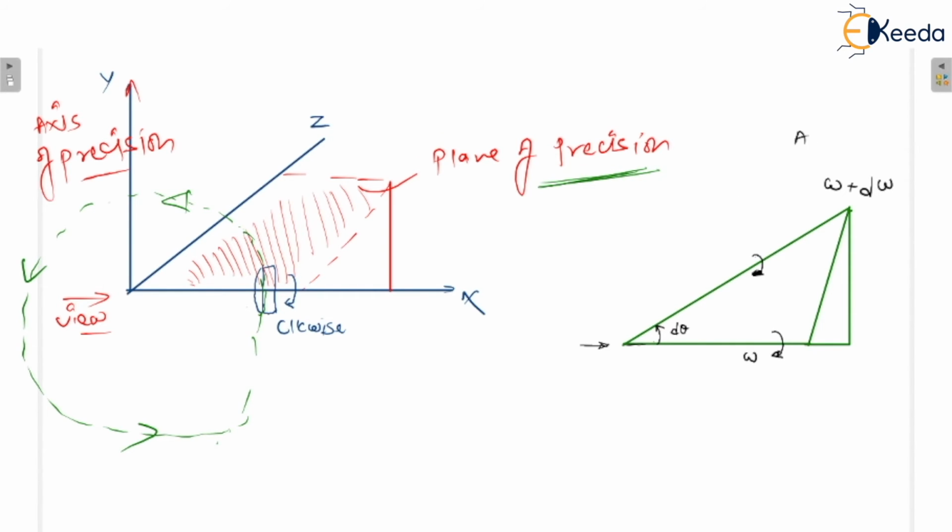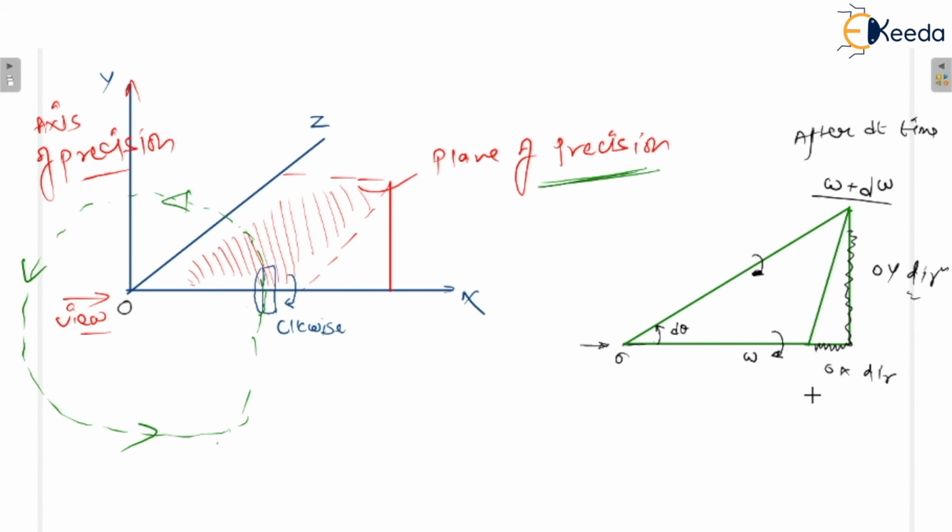After dt time, the speed becomes omega plus d omega. And you can see here, this is the OX direction, and this is basically the OY direction.